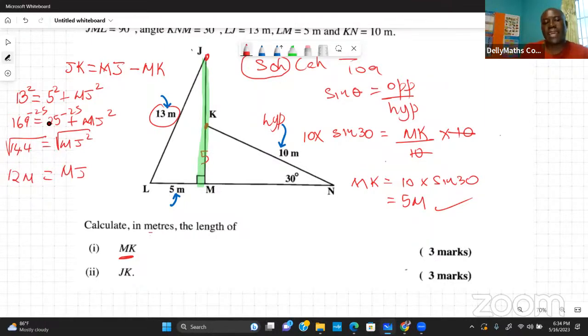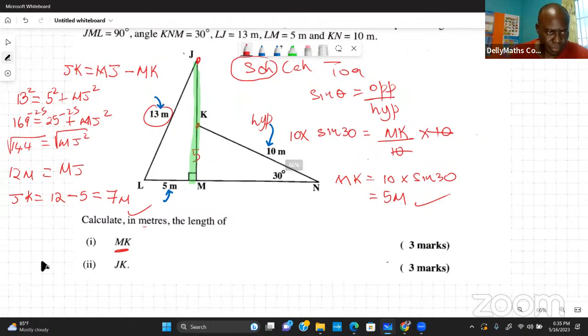So if I know that MJ is 12 and then MK is 5, remember that JK equals 12 minus the 5, which is 7 meters, and you're done. So you just want to put things in the right perspective, and then you want to push forward. You're good. All right, let's continue working and looking at more ideas.